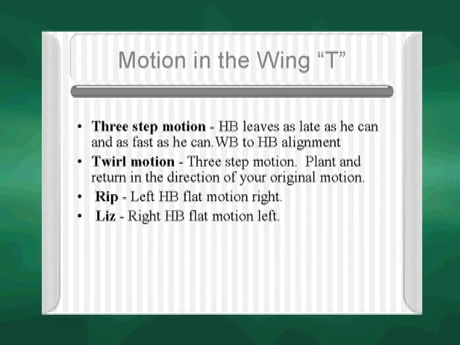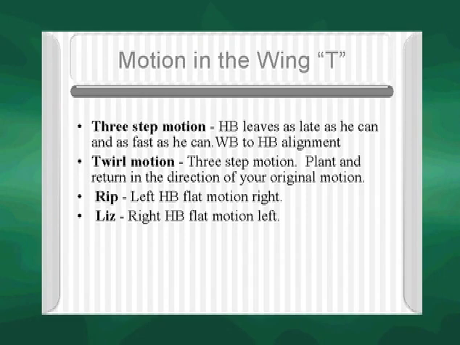Motion in the wing tee. It's important that you utilize different types of motion in the wing tee, specifically the three-step motion. This allows you to take your halfback, and we want him to leave as late as he can and as fast as he can so that the defense can't change their signals to their motion. We want to get the wing back to the halfback alignment, and we want to get him there so that he can be part of the offensive tack on the opposite side of the formation.